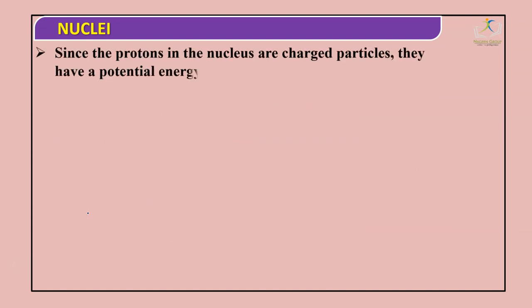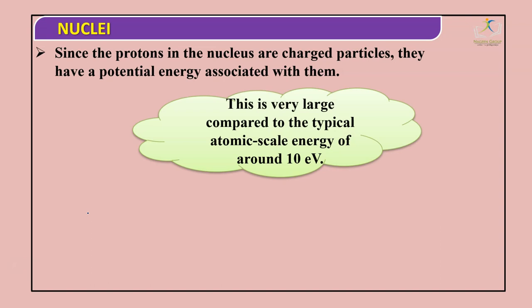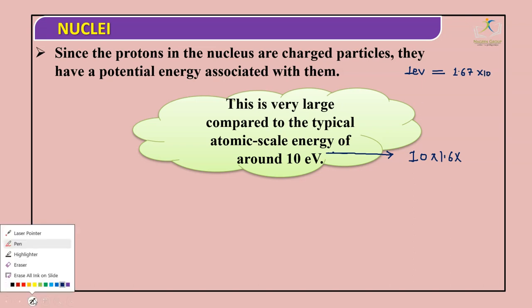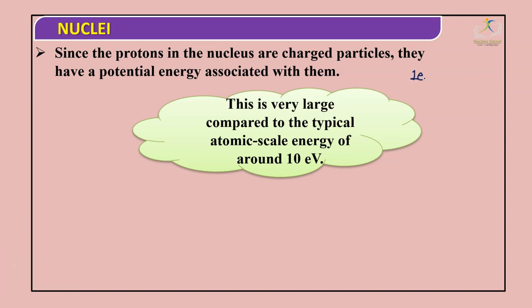Since the protons in the nucleus are charged particles, they have potential energy associated with them. This is very large compared to the typical atomic scale energy of around 1 electron volt. Students, electron volt is also a unit of energy. If I want to convert 1 electron volt into joule, it is 1.6 × 10^-19 joule.